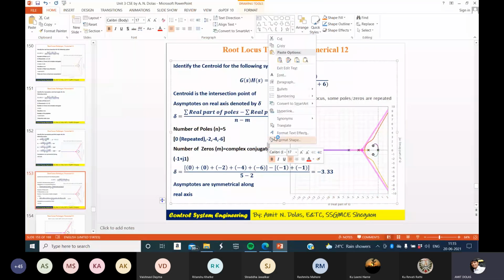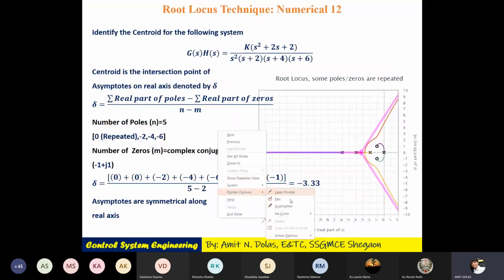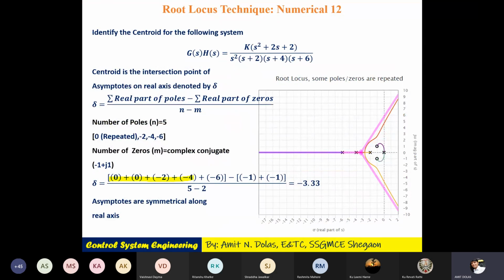I hope the complete equation is visible to you. I'm reading again. Delta is equal to 0 plus 0 plus -2 plus -4 plus -6, minus the sum over the zeros. How many zeros? 2 complex zeros at -1, so it is repeated twice: -1 plus -1, divided by the difference between poles and zeros, that is 5 minus 2. It comes to -3.33. Are you able to see this point at your end? -3.33.